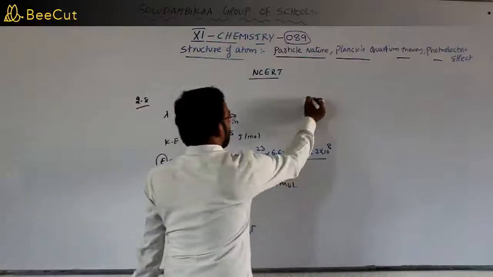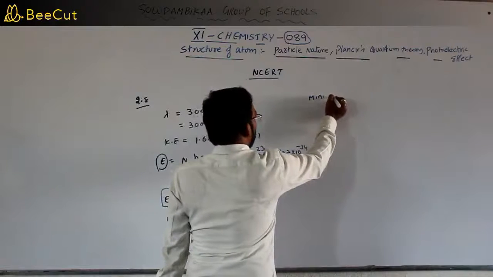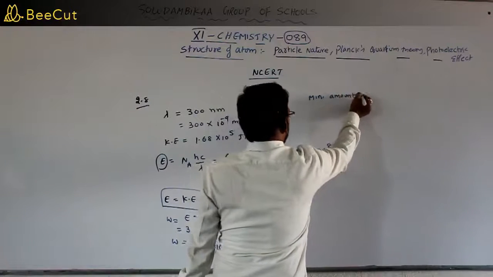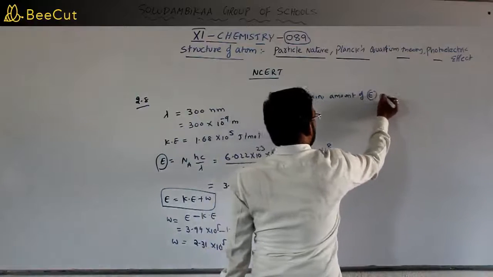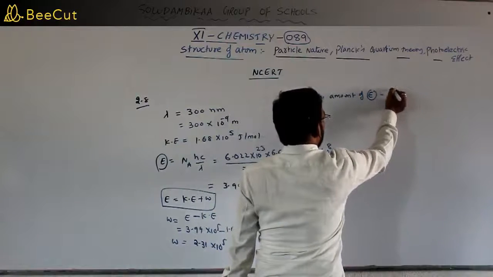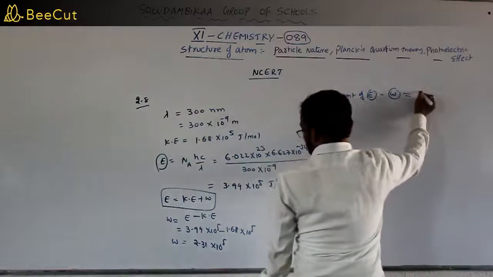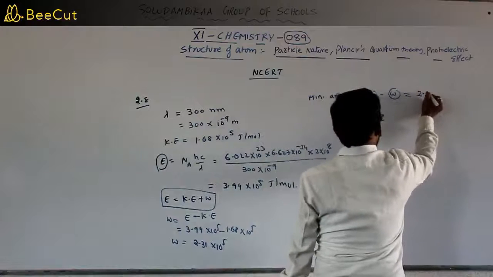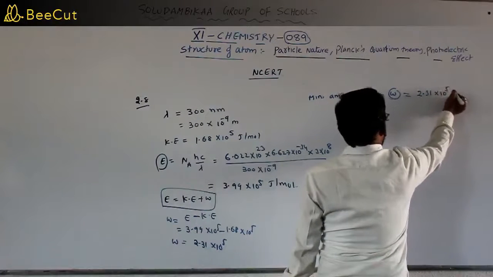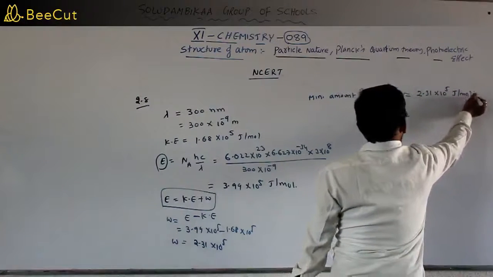That means the minimum amount of energy required to eject an electron in the photoelectric effect is called threshold energy, and it is equal to 2.31 into 10 to the power of 5 joules per mole, we write.